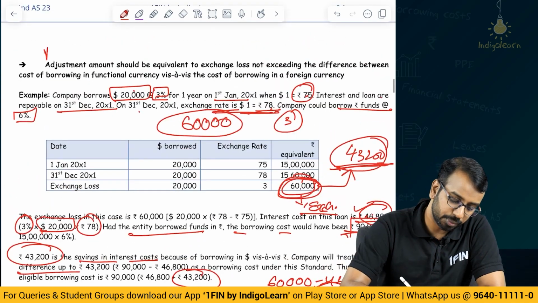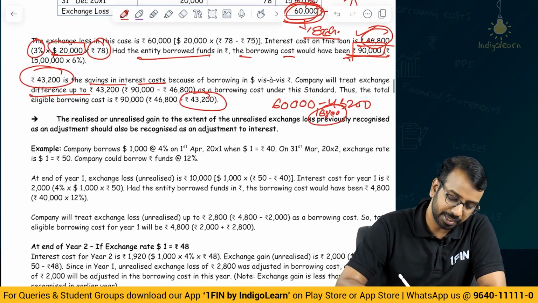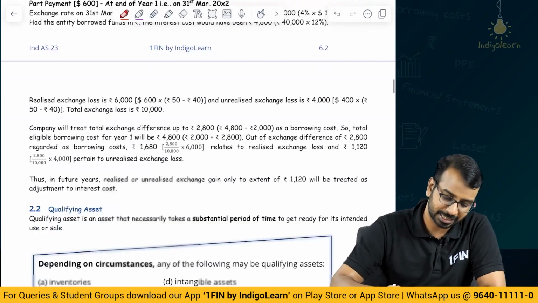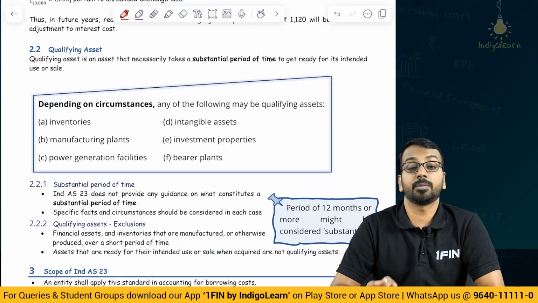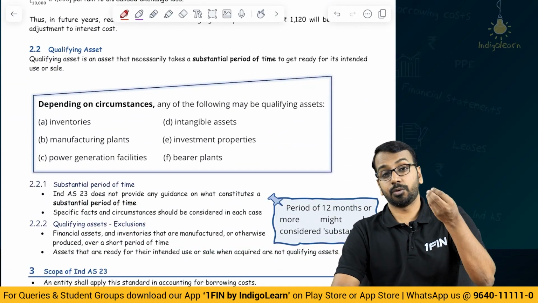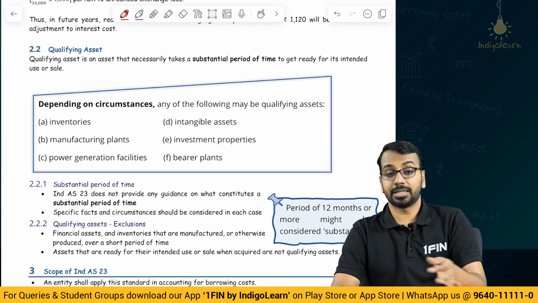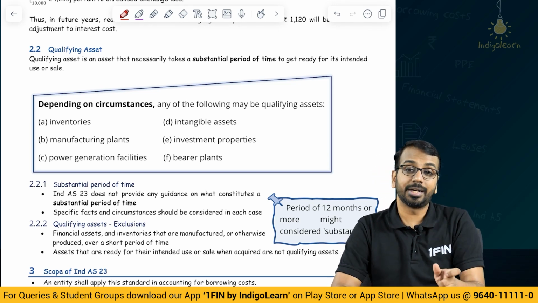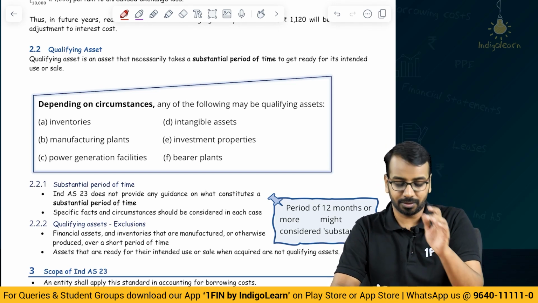So here this computation is very, very important. Unrealized gain, you can ignore it. They have not tested it so far. Right? Now that is about borrowing cost. So borrowing cost includes interest, anything that forms part of interest, your transaction cost and all, which are calculated using the effective interest method.